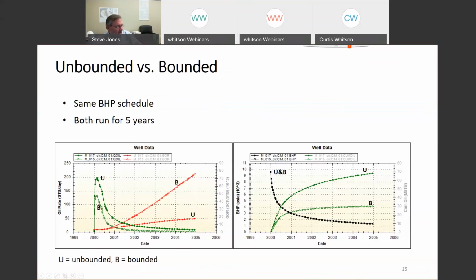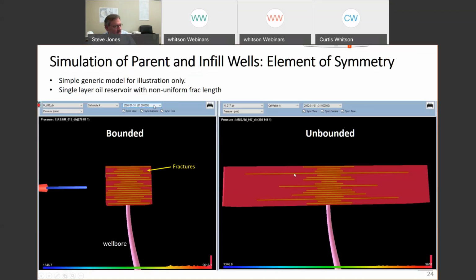And if I run that simulation for 5 years using the same bottom hole pressure schedule, I'm going to show you a couple of plots here that we'll look at a little bit more. But this is oil rate versus time, in this case, date, and the production is starting in year 2000. The U is the unbounded case, the B is the bounded case. So I'm just referring to these two cases, the unbounded and bounded cases, again, simulating about a stage.